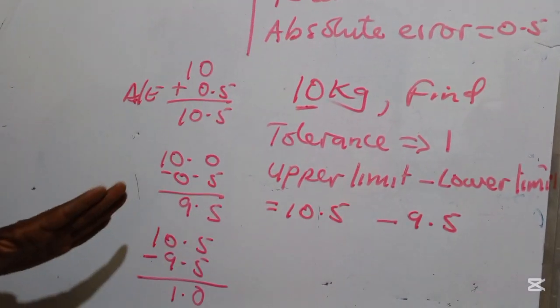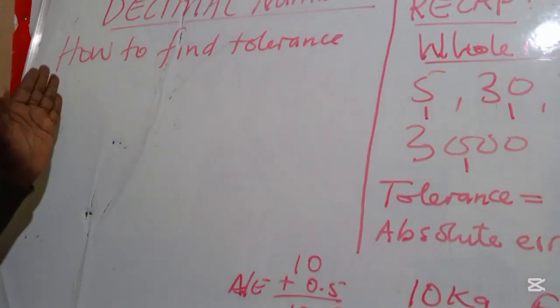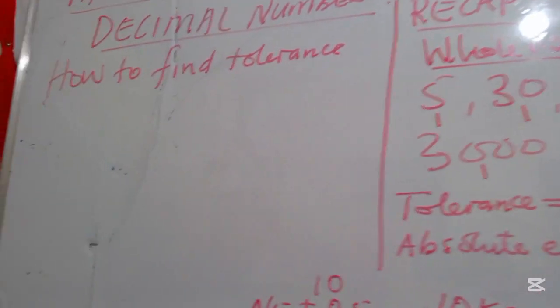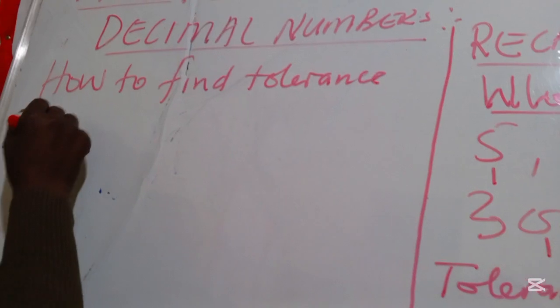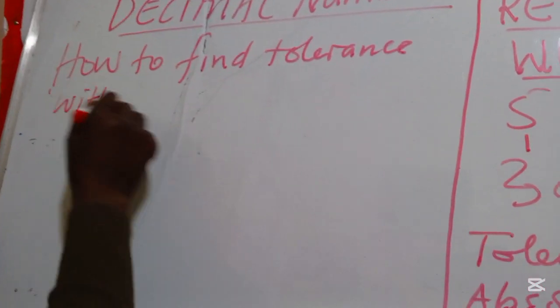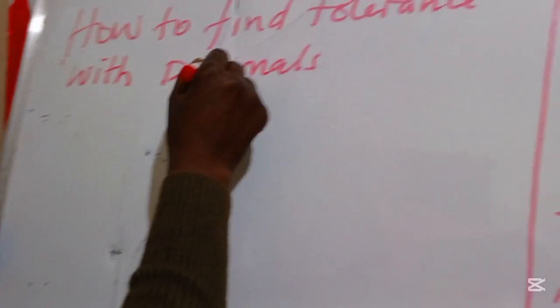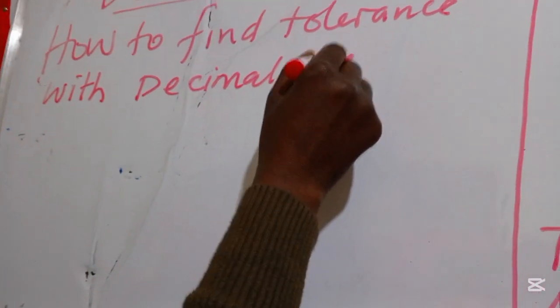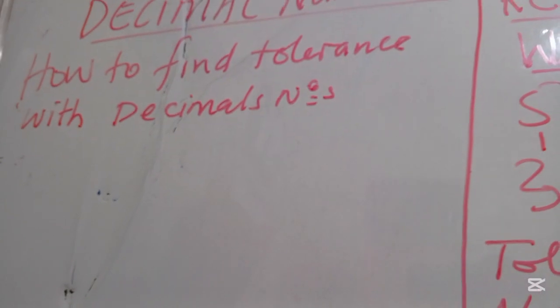And this is what we are looking at. But for today, we'll be looking at decimal numbers. Now we are saying how to find tolerance with decimal numbers. With what? Decimal numbers. How do we find the tolerance with the decimal numbers? So this is our sub-heading.